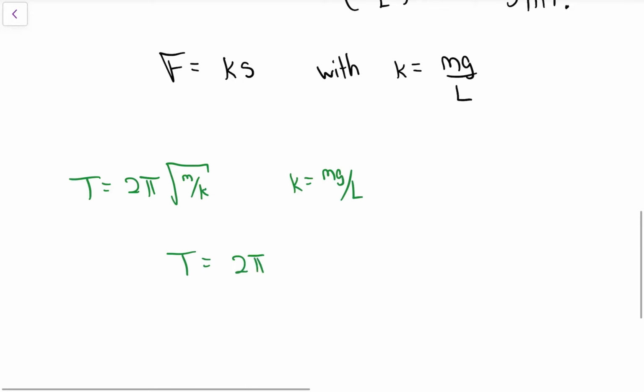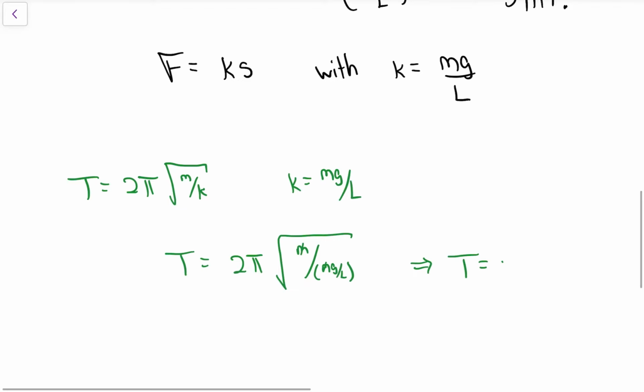So I get T equals 2 pi big square root m over mg over L. We've got a fraction in the denominator of a fraction. Nobody ever likes that. Take a minute, do an invert and multiply if that helps. But what happens in this case is the m's cancel. The L in the denominator of a denominator flips to the numerator, and we get that the time period of a pendulum is 2 pi root L over g.